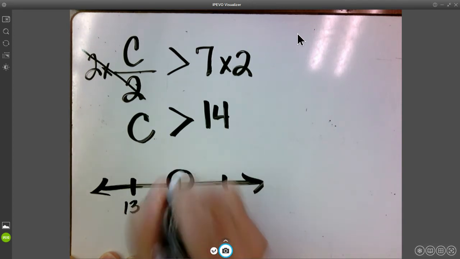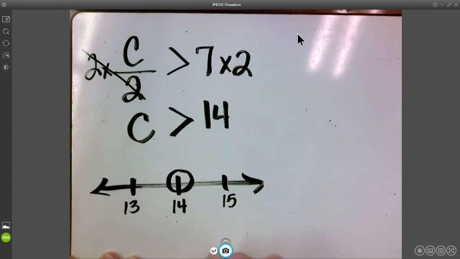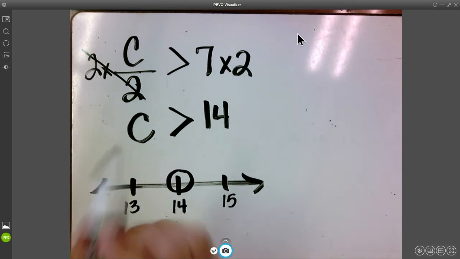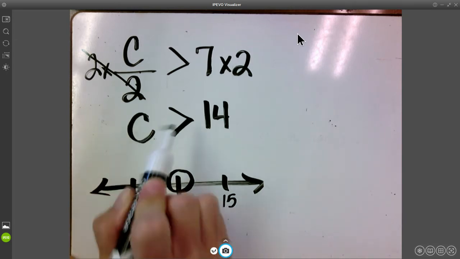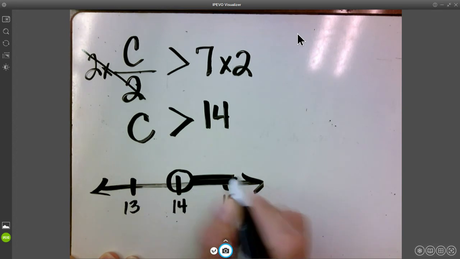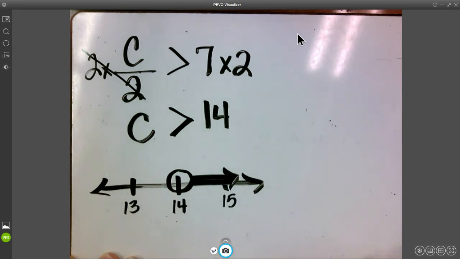I would make it an open circle because it is just a greater than, not a greater than or equal to. And I'm going to point it towards all numbers that are greater than 14, and that is here to the right. So I fill in a nice arrow there.